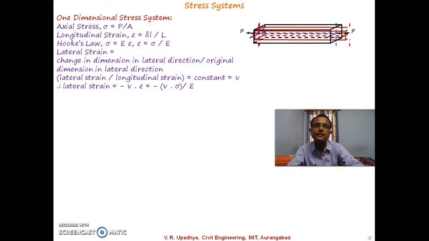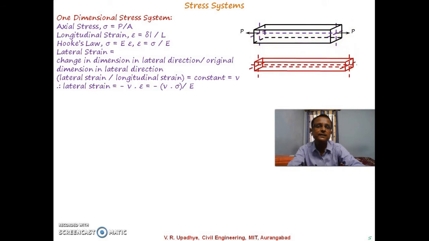So what we discussed is something like this. If the force is applied over here as a tensile force along this axis, then due to this longitudinal force there will be elongation of the length in this particular direction. And if this is the cross section on which this force is applied, that cross section will be getting compressed.